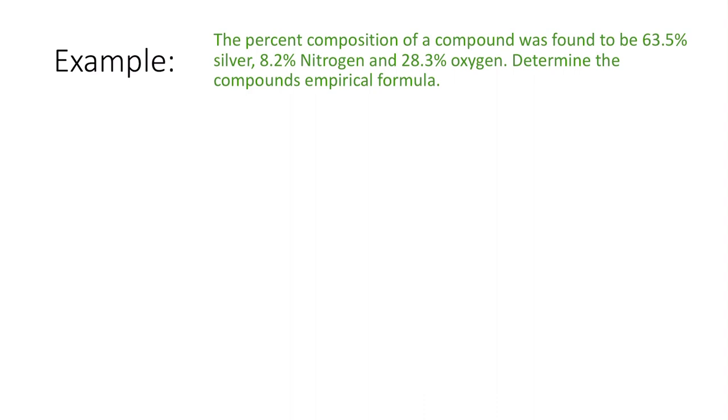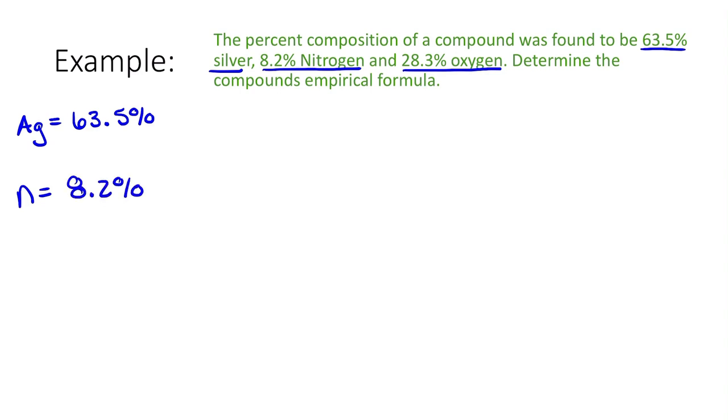Our first example says that the percent composition of a compound was found to be 63.5% silver, 8.2% nitrogen, and 28.3% oxygen. I'm going to underline all of the information that's being given to me. What I need to do is take that information and put it into a list. So I'm going to start listing out my different elements and the information I have about each one. My first element is silver, and the sample I have is 63.5% silver. Then I have nitrogen, and the nitrogen sample is 8.2% nitrogen. And for oxygen, my sample is 28.3% oxygen. All right.